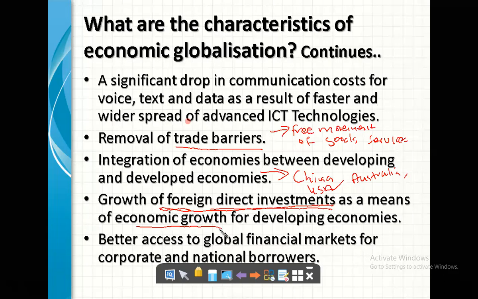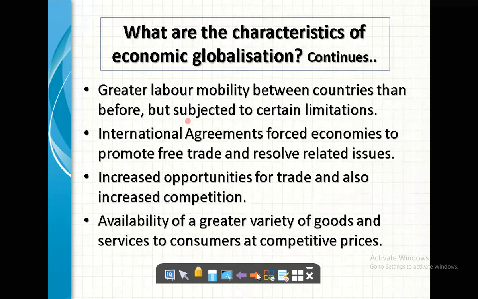The next one is better access to global financial markets for corporate and national borrowers. So our national borrowers or our national entrepreneurs can always get a loan from other countries. So let's stop here because we have only 10 minutes left.